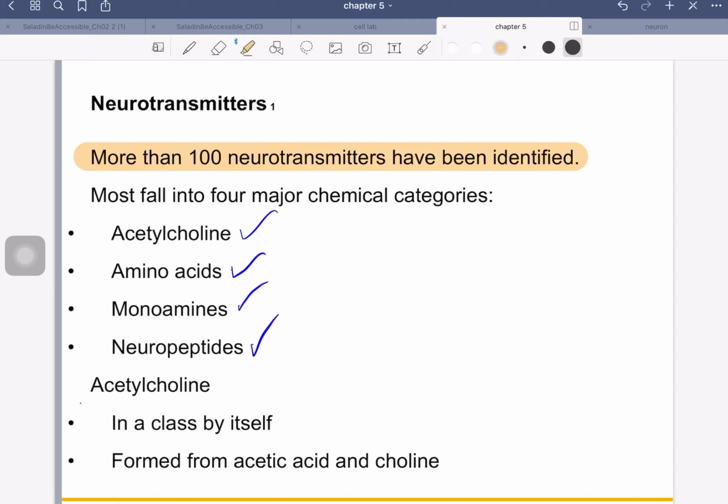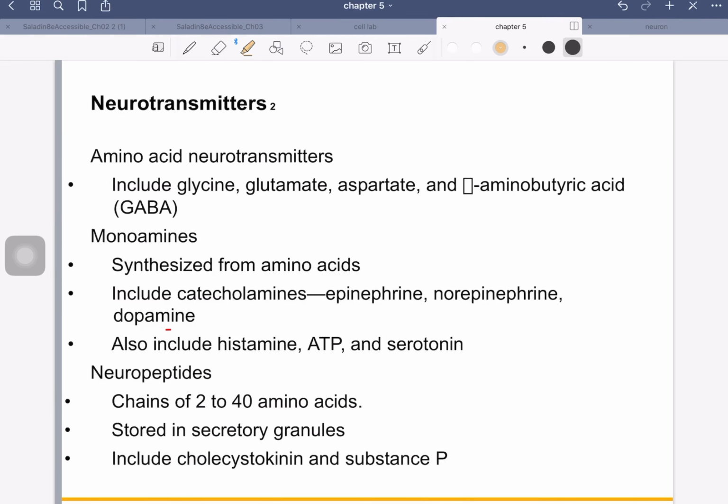So let's start off talking about the first group, which is the acetylcholine one. Now, this is an easy one because the only member in this group is acetylcholine itself, so it's named after the neurotransmitter that's in there. And it's formed from acetic acid and choline, thus its name. Now, the other groups we'll just introduce briefly. We have the amino acid neurotransmitters, and if you're familiar with the names of any of the amino acids, you can see they're represented here. We have things like glycine, glutamate, aspartate, and this is gamma-aminobutyric acid. Now, that is often just referred to as GABA.